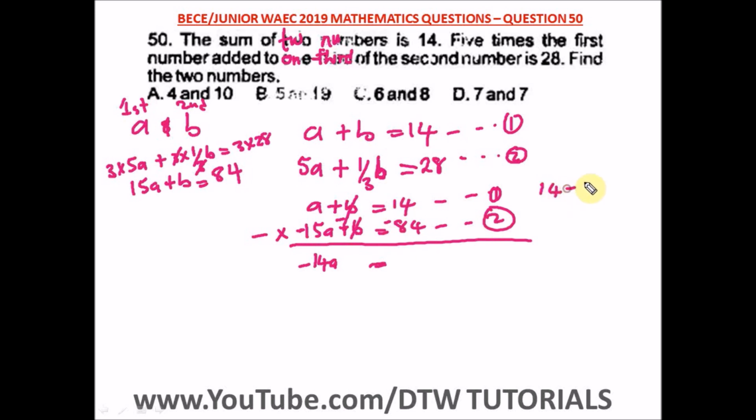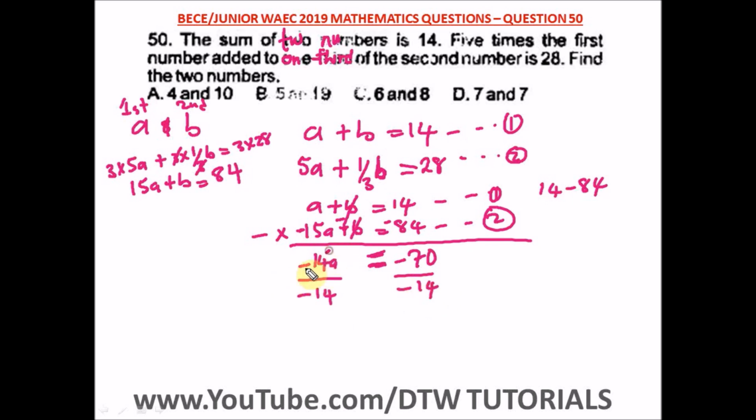That's 14 minus 84. What would that give us? What's 14 minus 84? It will give us minus 70. So equal to minus 70. So from here it is easy for us to find our A. To find A, we divide both sides by minus 14. Divide by minus 14.